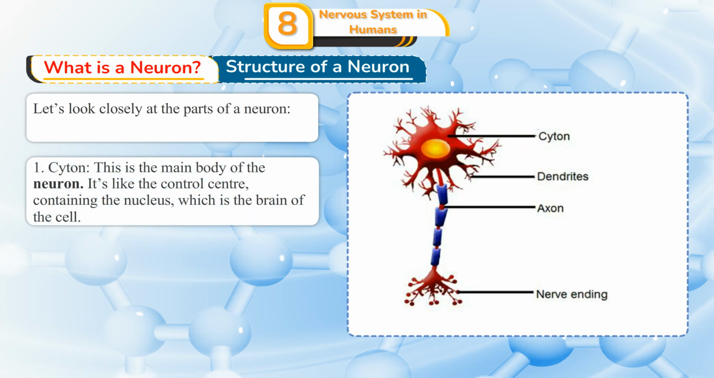1. Cyton. This is the main body of the neuron. It's like the control center, containing the nucleus, which is the brain of the cell.